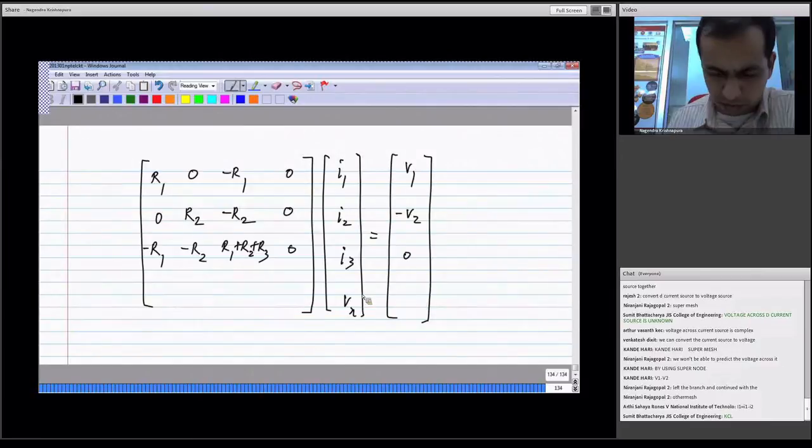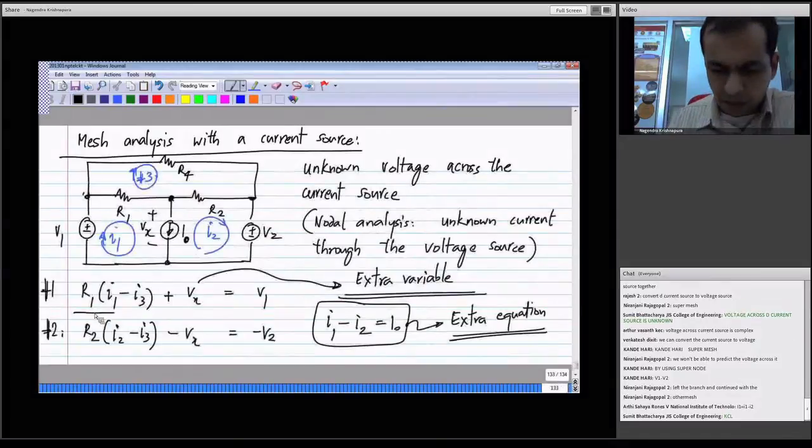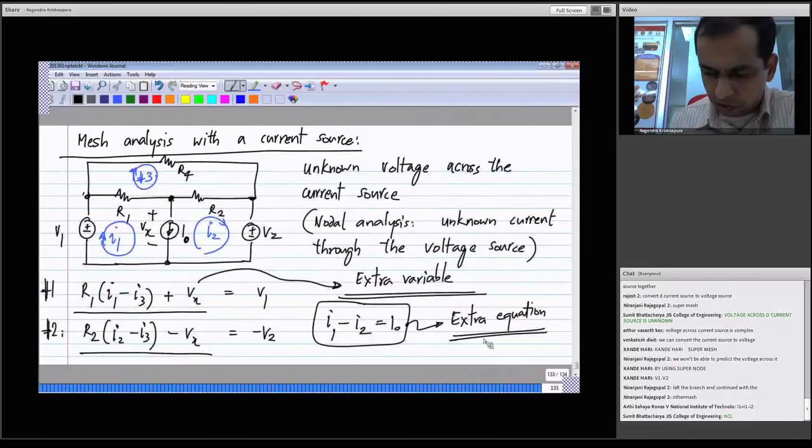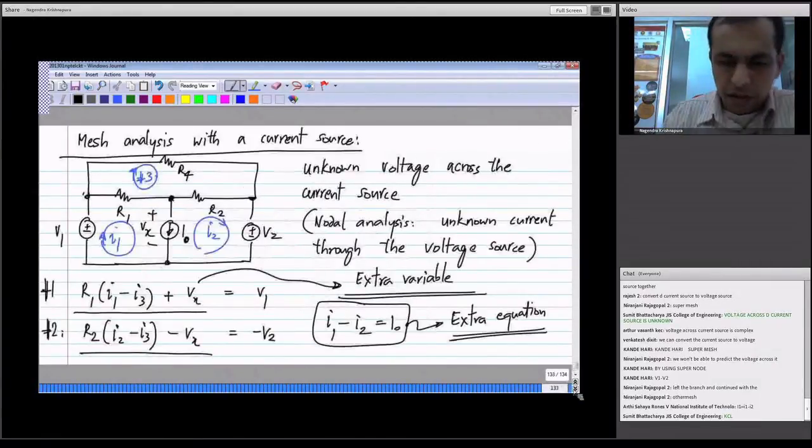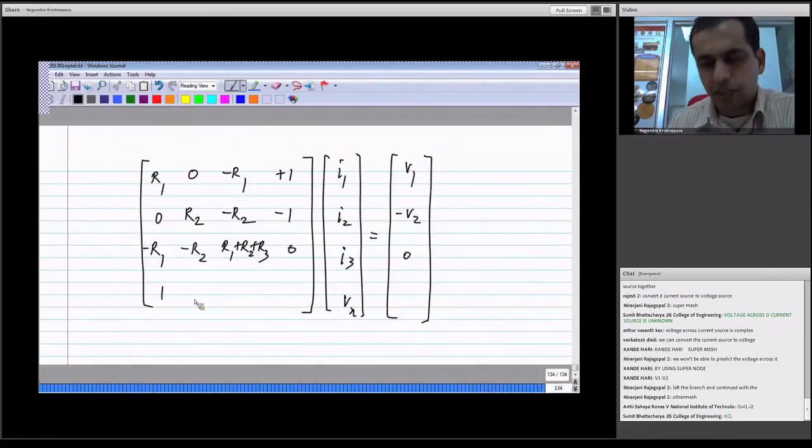Okay, so that's what we had. I wrote the last entries incorrectly. I have plus Vx here and minus Vx over there. And also, finally, I'll have I1 minus I2 equals I0. So that means 1 minus 1. That gives me I1 minus I2. And that is equal to I0. Okay. So in my variable vector, I have this extra stuff. And my independent source vector consists of voltage sources and the current source.